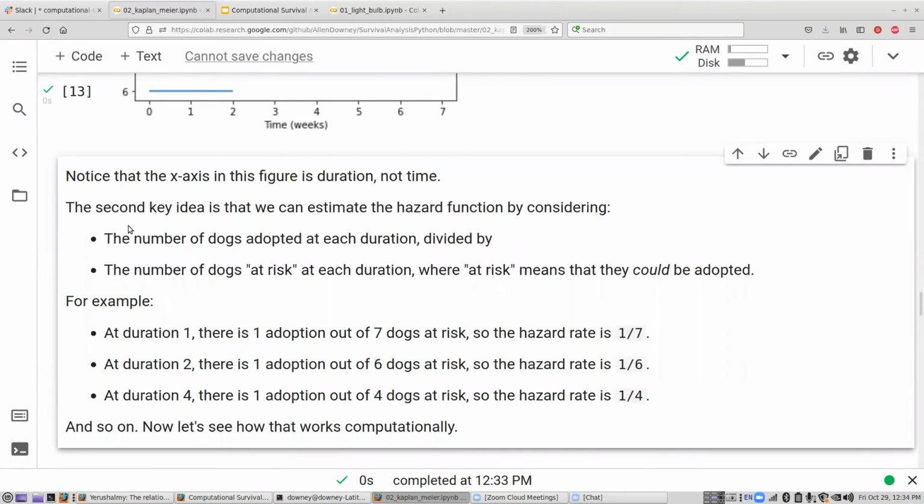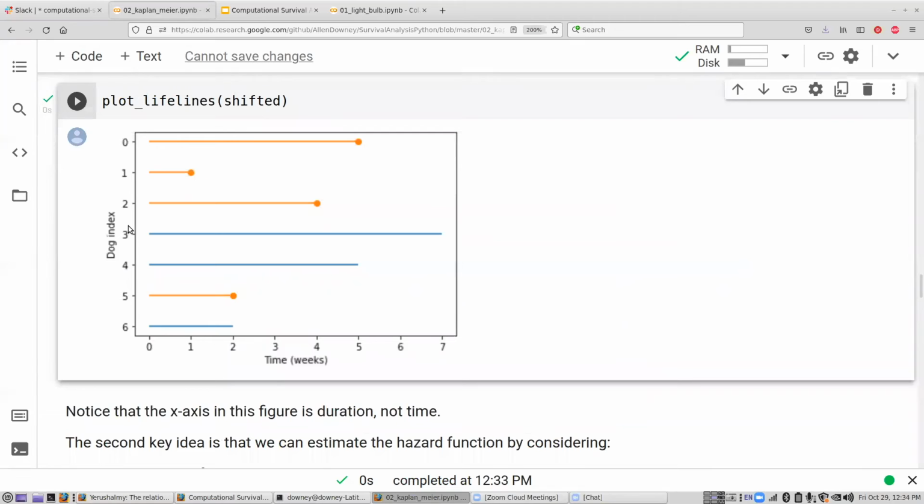And then the second key idea is to compute the hazard rate by considering how many dogs were there that could have been adopted at each timestamp, and how many of them actually were adopted at each timestamp. And the idea here is at risk. We would say that a dog is at risk if it was available for adoption during a particular time. So if we look at the figure, starting at week 0, there were 7 dogs at week 0 that could have been adopted, and none of them were adopted instantly. So there are no dots at week 0.